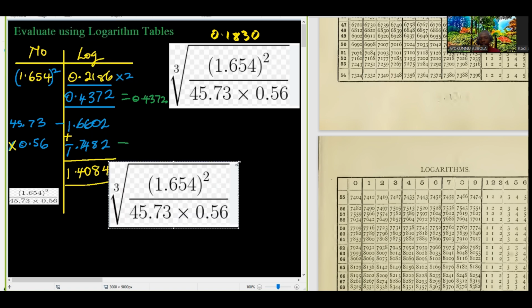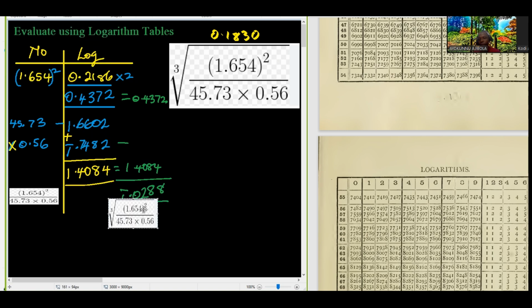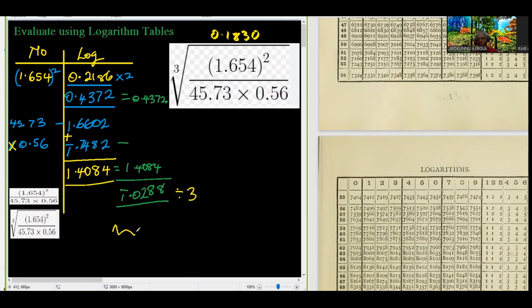So to find the cube root of the whole thing, it means I will divide that answer at the top. I'll divide it by 3. So this divided by 3 will give us the cube root here. But this is bar 1.